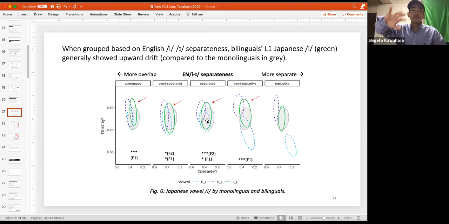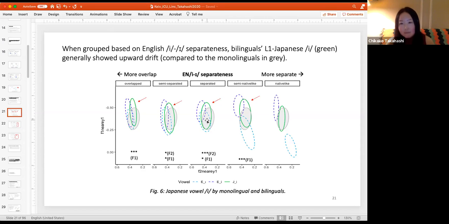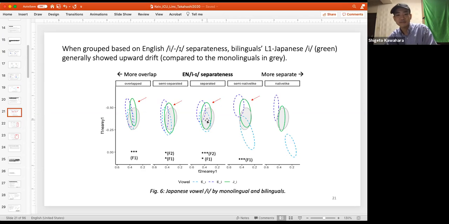So I guess a simple answer is that F1 is more important in distinguishing these 2 vowels, and that's why. Okay, the drift is in that direction. Okay, all right, thank you.